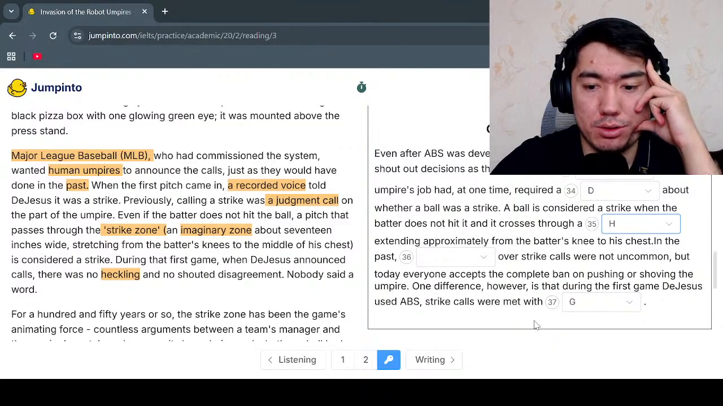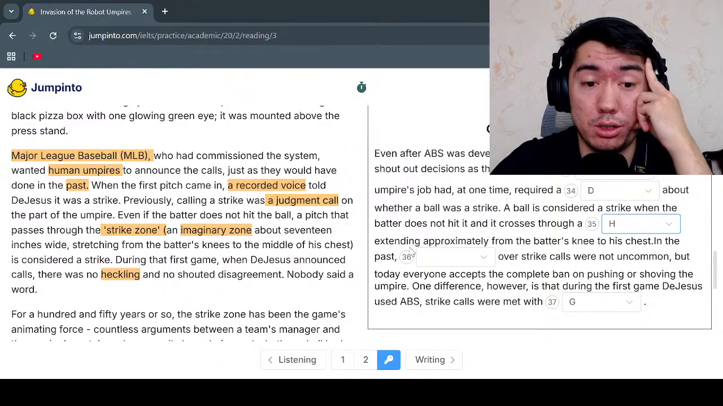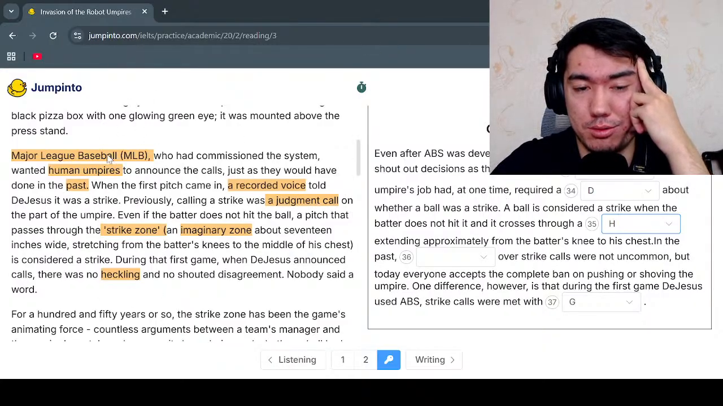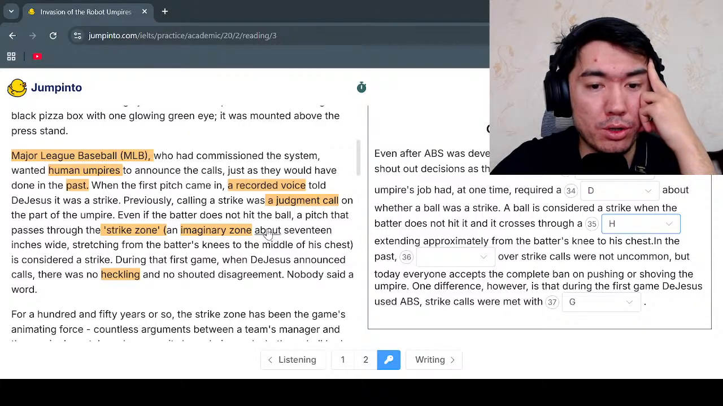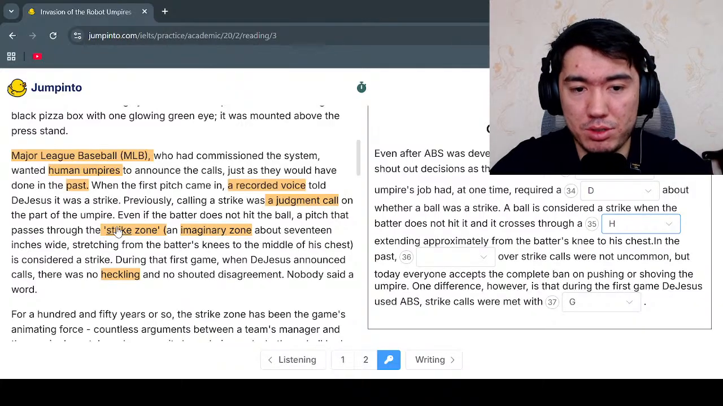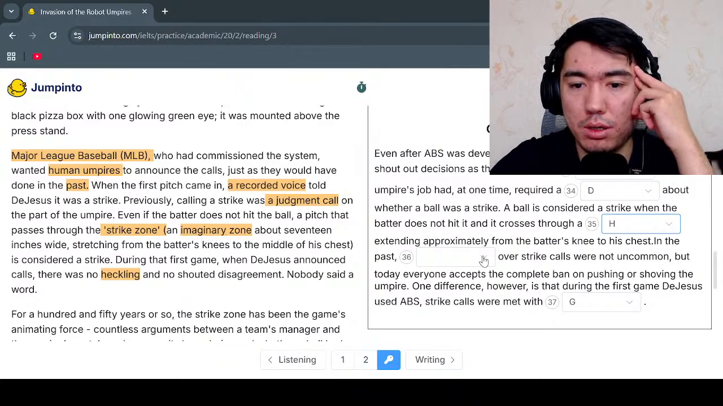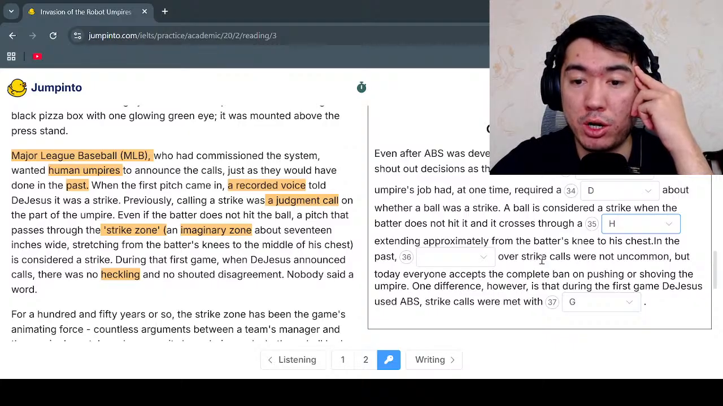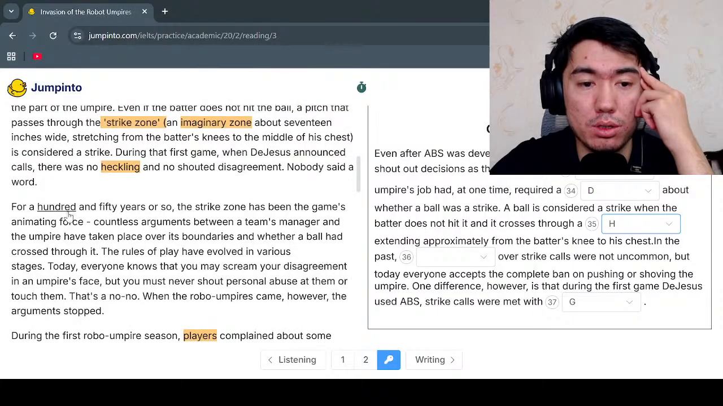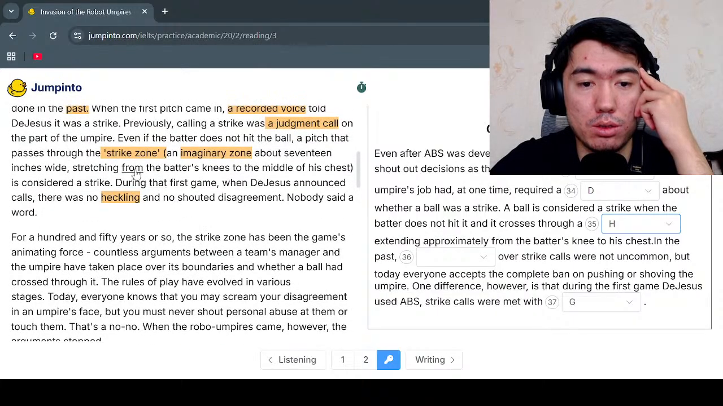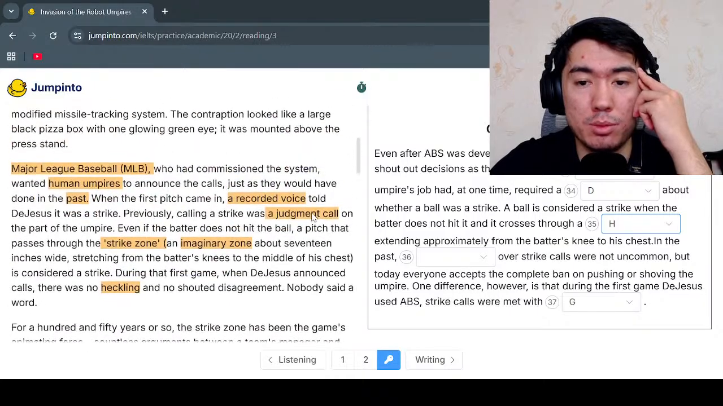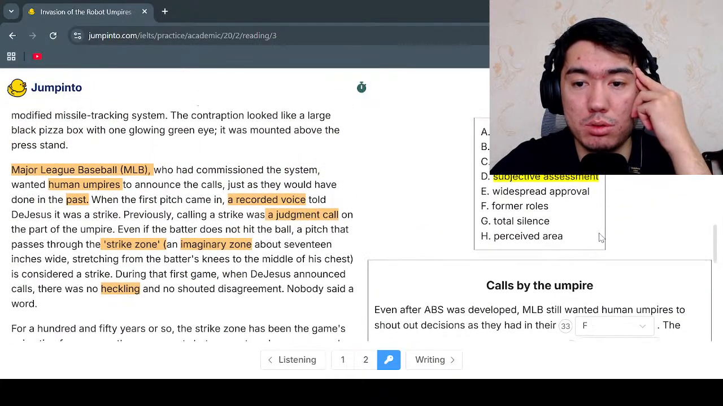Yeah, maybe I'm not explaining the answers sufficiently here, but everything is here. The strike zone extends approximately from the batter's knees to the middle of his chest. Exactly, yeah. It's a perceived imaginary zone. In the past, disputes over strike calls were not common. But today everyone accepts the complete ban on pushing or shoving the umpire. So the disagreements were not uncommon. Disputes.